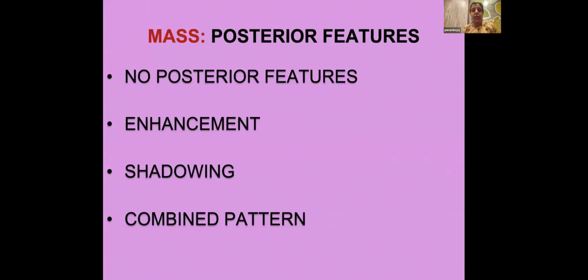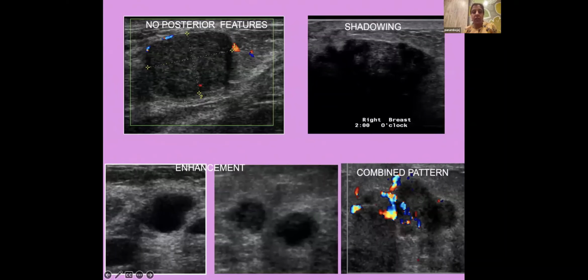The next descriptor is posterior features. What does it mean, posterior features? What is the effect of the mass posterior to it? What is the effect that it's causing posterior to it? You see this mass, there's nothing happening posterior to it. It's the same echogenicity as the surrounding parenchyma, and therefore we say this mass has no posterior features.